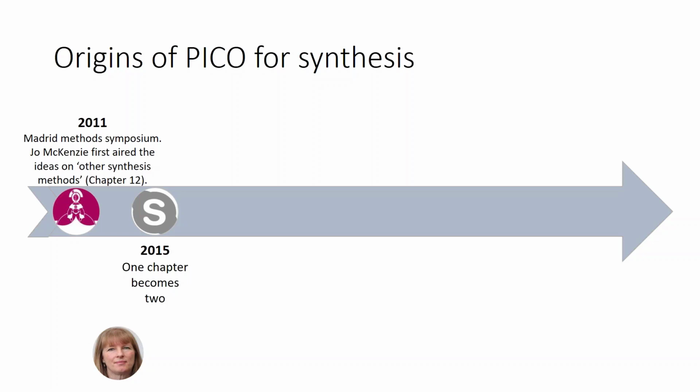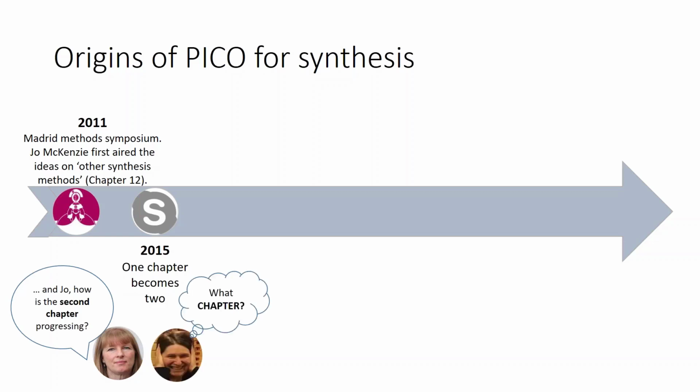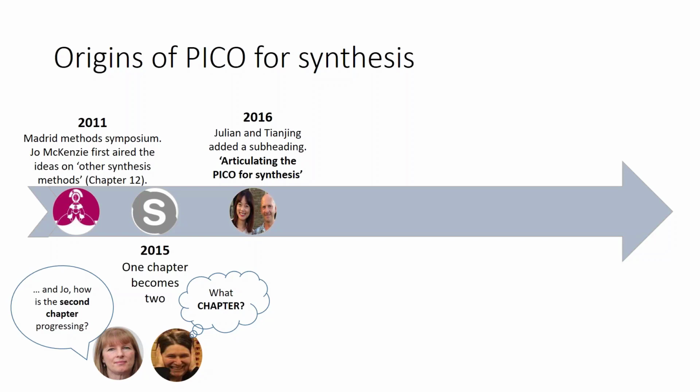And in the course of a Skype call with Jackie, Jackie just casually asked the question about how the second chapter was going, which came as a bit of a shock to us really, because we were not really aware that there was a second chapter. So this was the first in a series of events that ultimately led me to be here speaking about this topic today. We developed an outline for this second chapter, which was on preparing for synthesis, and dutifully sent that off to Julian and Tianjin. And in the course of that, they added a heading without much fanfare called Articulating the PICO for Synthesis.